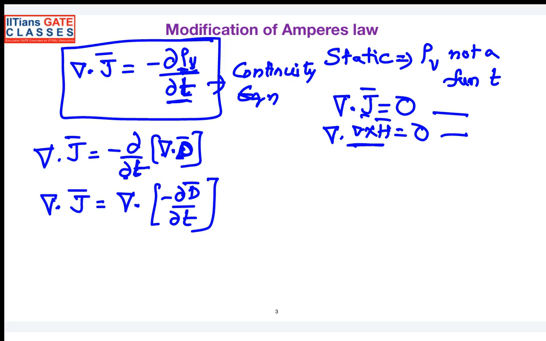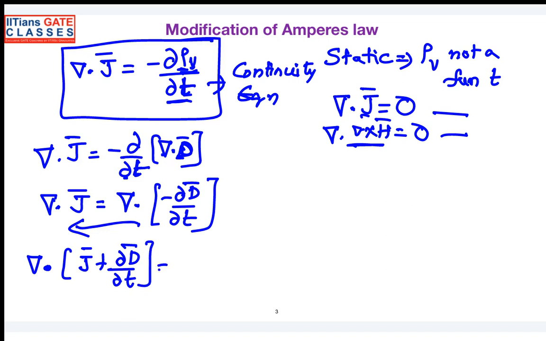Now you bring this down to the left side. So what you are going to get: del dot J bar plus dou D bar by dou T is equal to 0. Now this same thing I can express as something like this: del dot curl of H. So that means the divergence of the curl of a vector is equal to 0.